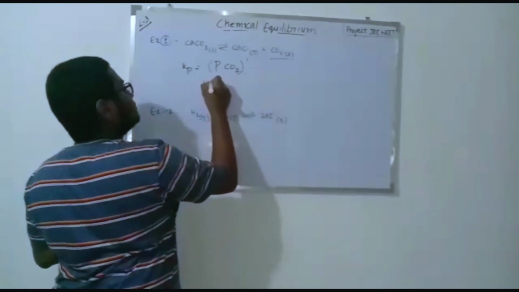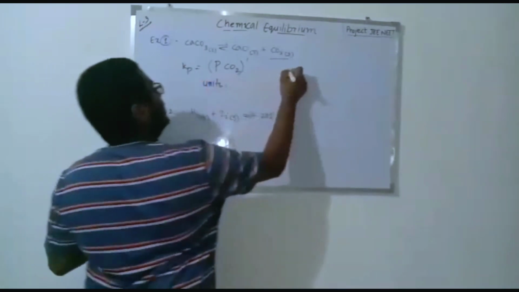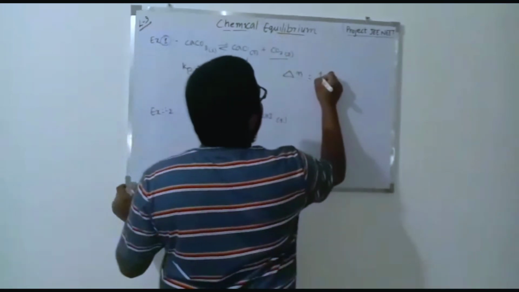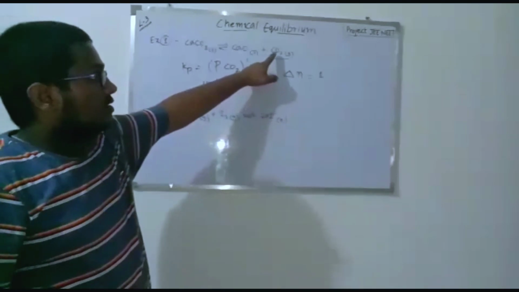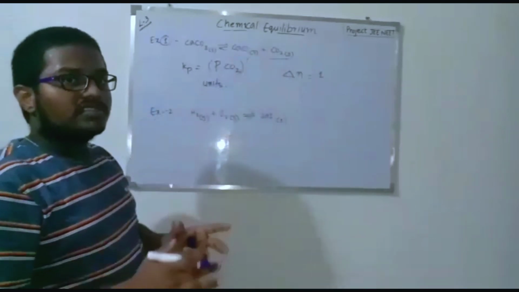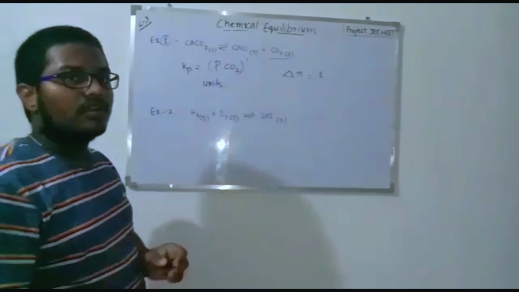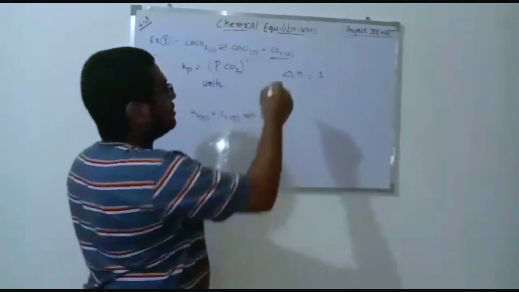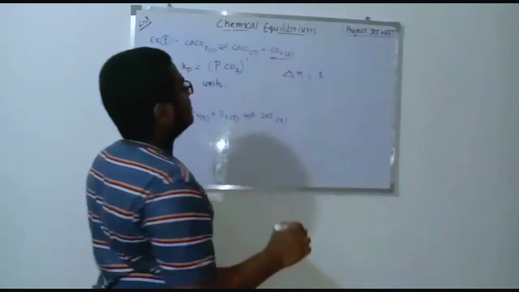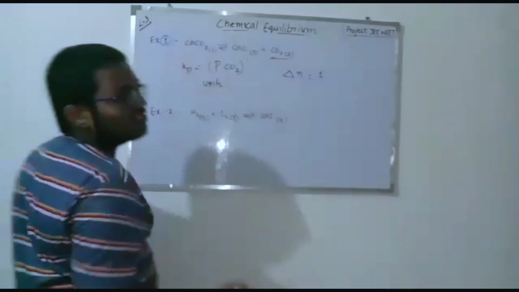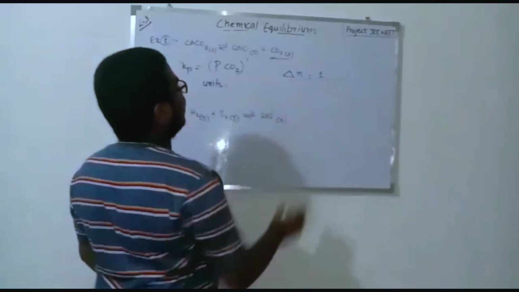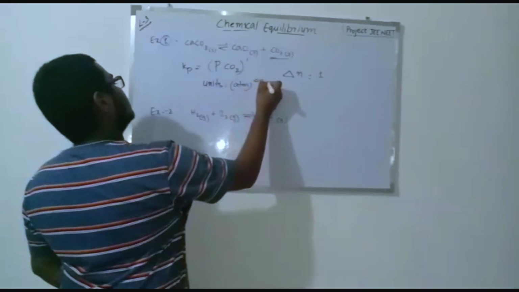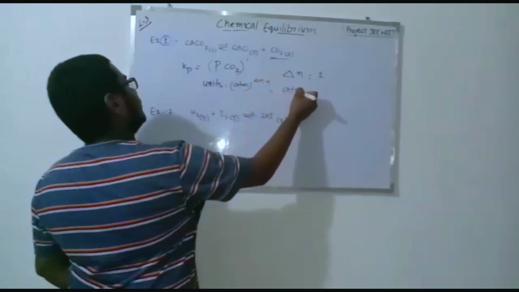Now the units. Delta N is equal to 1 here, because the number of products minus the number of reactants in gaseous phase is 1. There is only one gaseous product, CO2, and the remaining are all in solid phase. So delta N is equal to 1, which means the units are atm to the power 1, that is, atm.